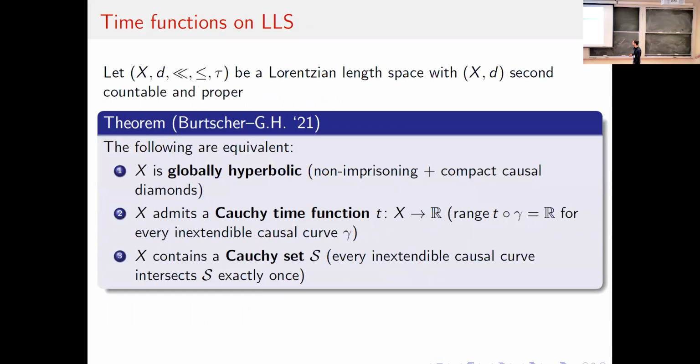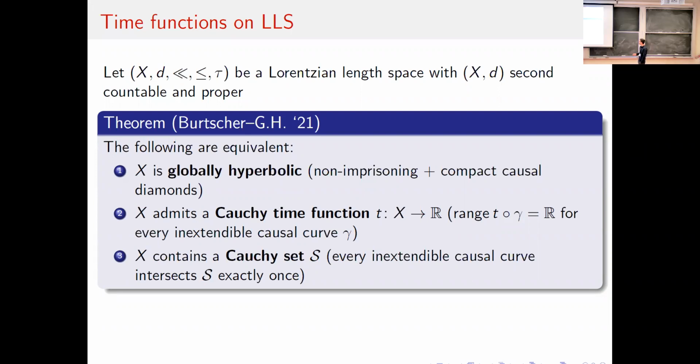And so the result that I want to present is the following one. We have a Lorentzian length space, and we need to assume that the metric space is second countable and proper, or separable and proper, which is equivalent. And then we can show the following. It's equivalent to be globally hyperbolic, to have a Cauchy time function, or to have a Cauchy set.